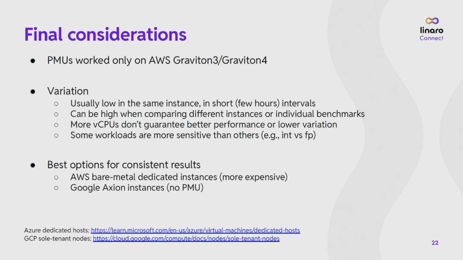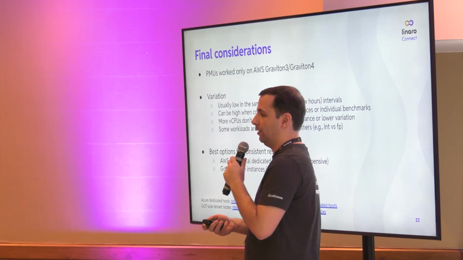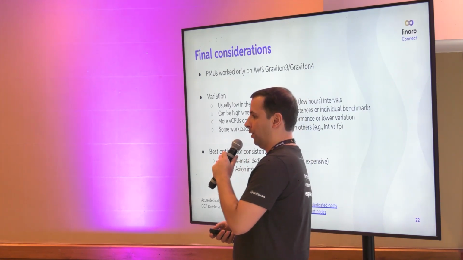So based on these tests, considering only the tested instances, the best options for getting consistent results on the cloud would be first, AWS bare metal instances, with the main disadvantage being that they are more expensive. And next would be Google Axion instances, with the main disadvantage being that performance counters didn't work on them. I would also like to mention that both Azure and Google Cloud have offerings that are similar to AWS dedicated instances, but I simply haven't explored those.